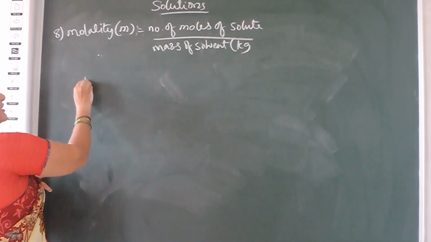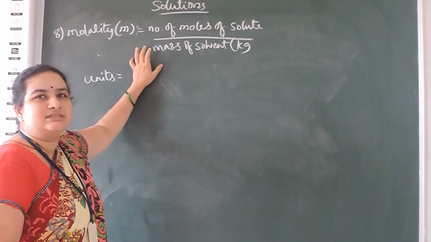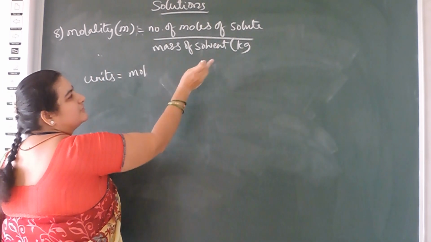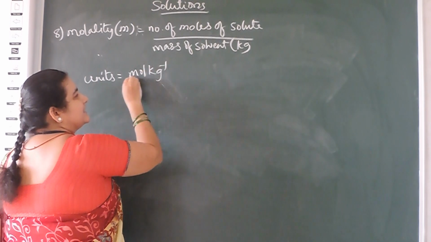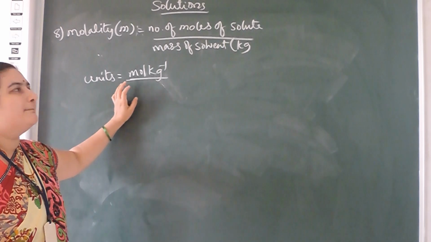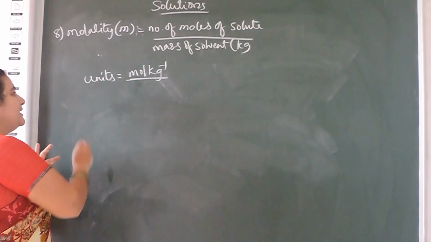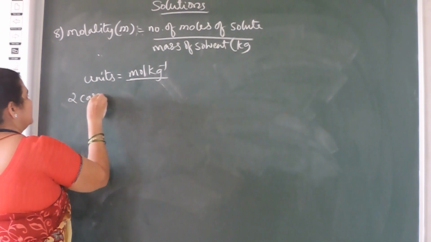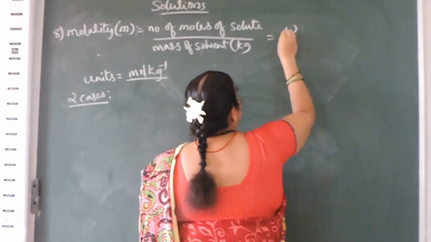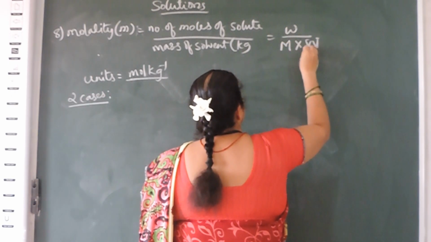Now the unit of molality will be as follows: the number of moles of the solute is measured in moles and the mass of the solvent is compulsorily in kgs, so the unit of molality will be moles per kg. Now there will be two cases arising, so here I will write the formula W divided by capital M into capital W.